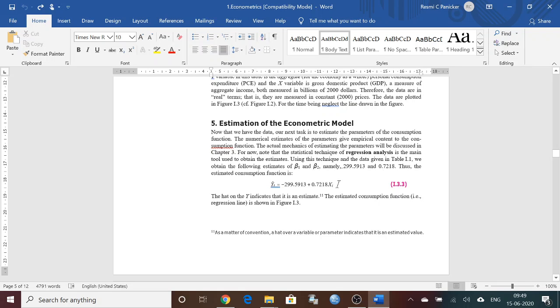Look at the regression equation. Here the value of beta 1 is minus 299.59 and the value of beta 2, that is MPC, is 0.72. So as we discussed earlier, the value of MPC is always between 0 and 1 and here it is 0.72.